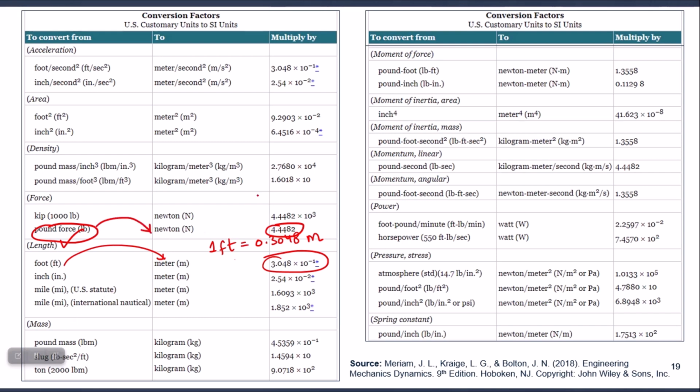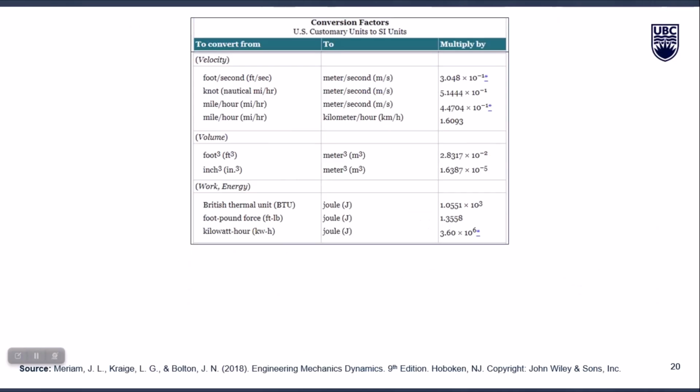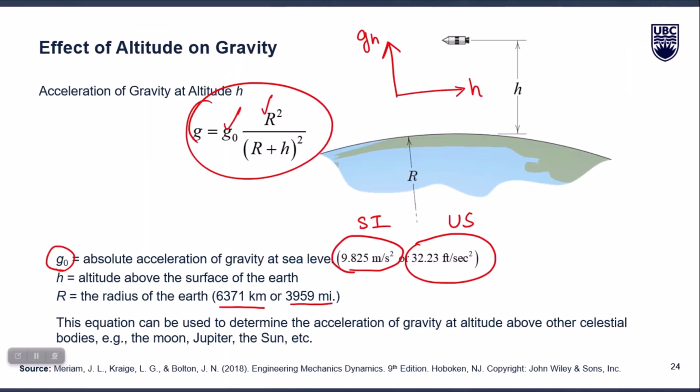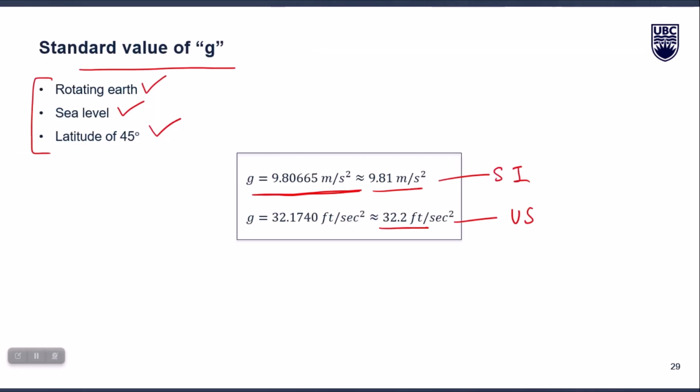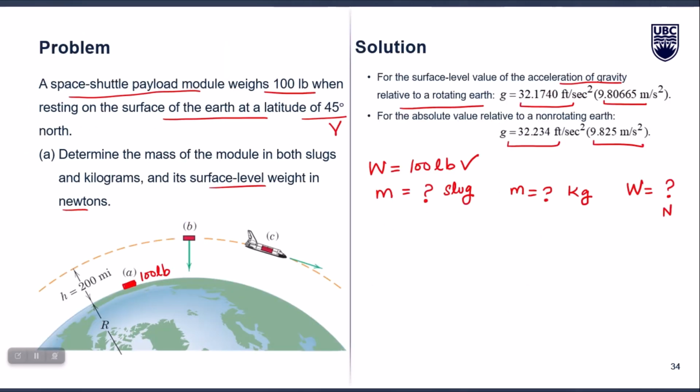So 4.4482 should be multiplied by the pounds in order to convert the value to newtons, right? So let's pick that number 4.4482 and go back to the problem. The third thing was the easiest one, so let's do that first. W in newtons will be simply equal to 100 multiplied by 4.4482 newtons. So it will be, I think, 445. Yeah, 445 newtons.